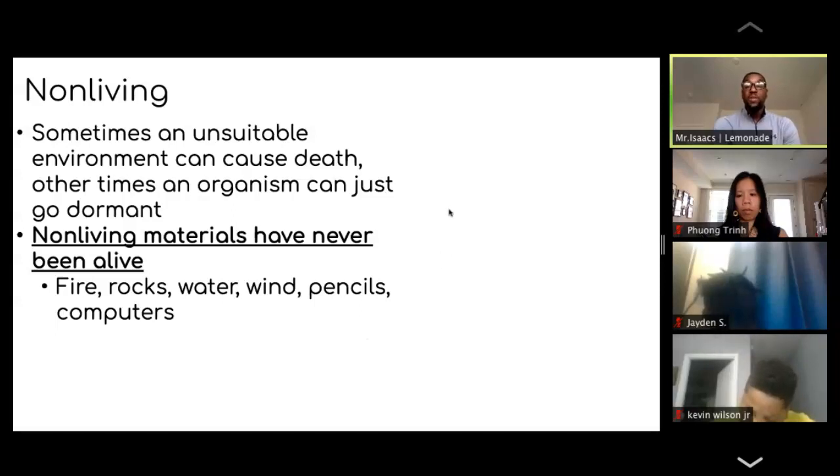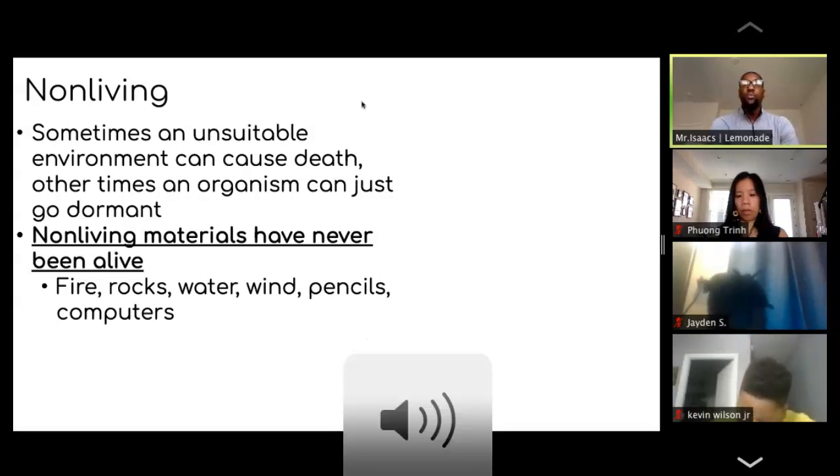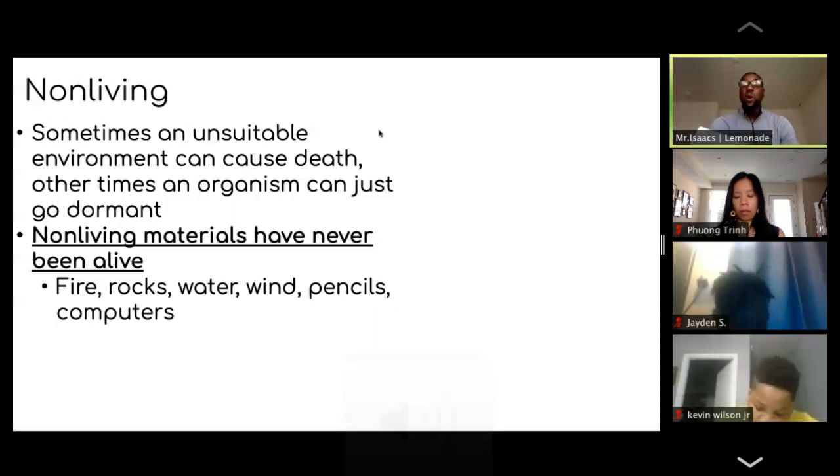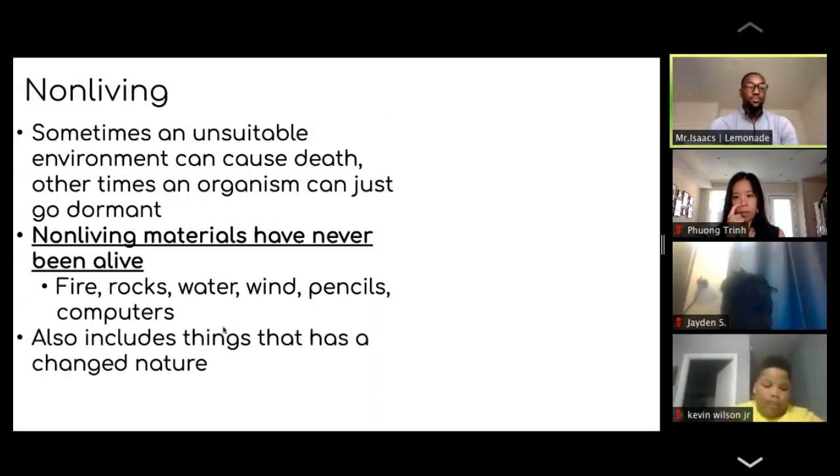Pencil, computers, these things never lived. They never breathed once. They never responded to stimuli. They don't really need a suitable living environment because they don't live, right? So these are some examples of non-living things.